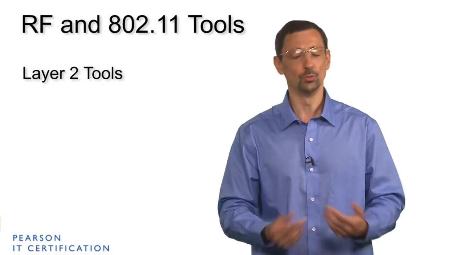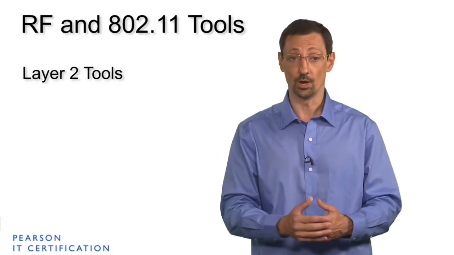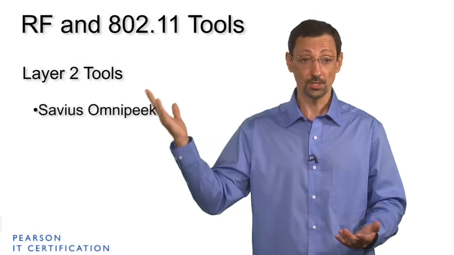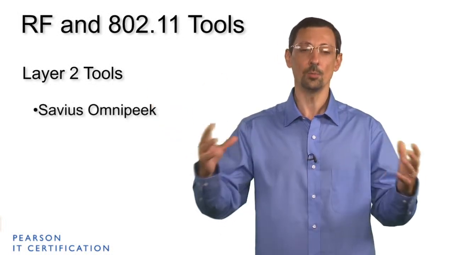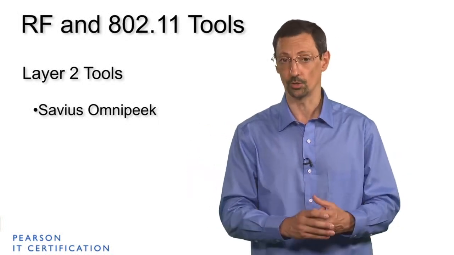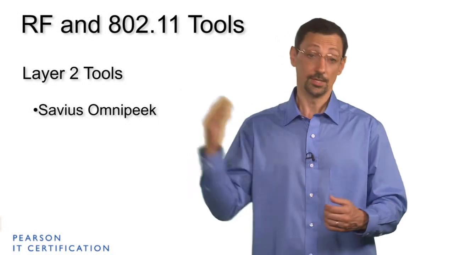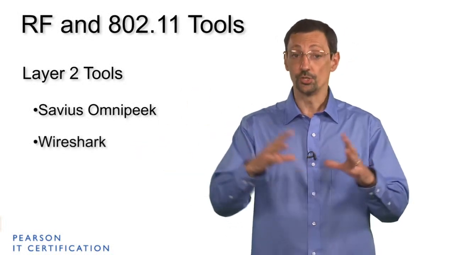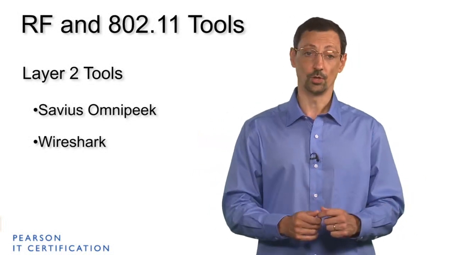There are quite a few tools of that type. The 2 major brands that you may need to be aware of, of course, are Savvius OmniPeek, and this is a very professional tool that allows you to see an enormous amount of things about what's going on in your network. And the second one, because it's very famous and also because it's free, is Wireshark. So this is a generic tool that allows you to capture many things, including 802.11.